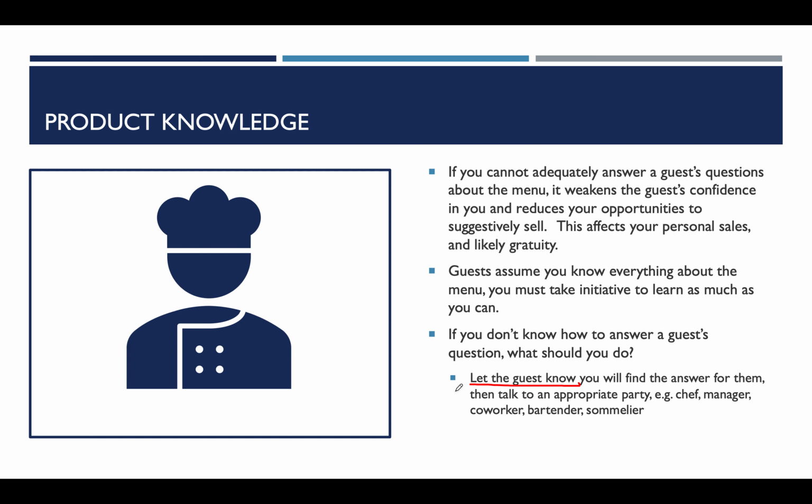And then the important part here, just like service recovery, is to do it. Okay, don't get distracted by something else. If you say you're going to go find an answer, go do that thing right away. Get the answer and then come back, because if you are distracted and you go check on another table on your way, you're going to forget, and then those guests that are waiting for that answer see that you're doing other things. So just go figure it out as quickly as possible.